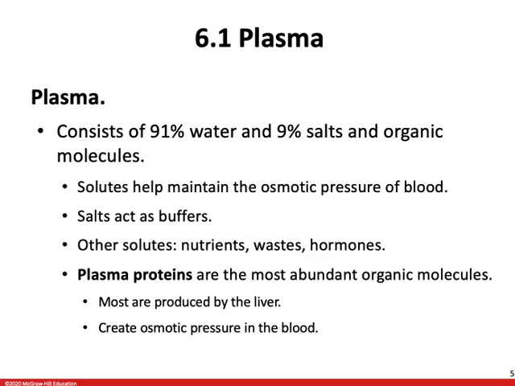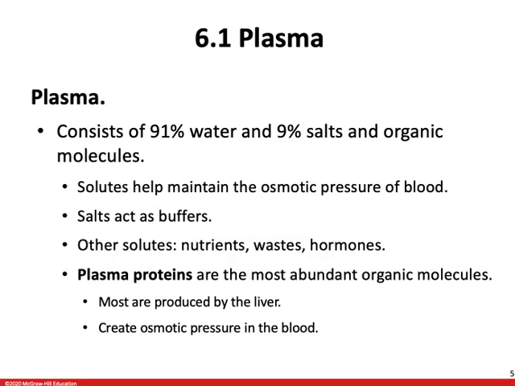Plasma proteins are going to be the most abundant organic molecules, most of which are going to be produced by the liver and help create the osmotic pressure in the blood. There are three major types of plasma proteins. There's albumins. These are going to be the most abundant of the plasma proteins. They contribute to osmotic pressure more than the others, and their primary responsibility is to transport molecules in the blood. Globulins are also going to transport substances in the blood.